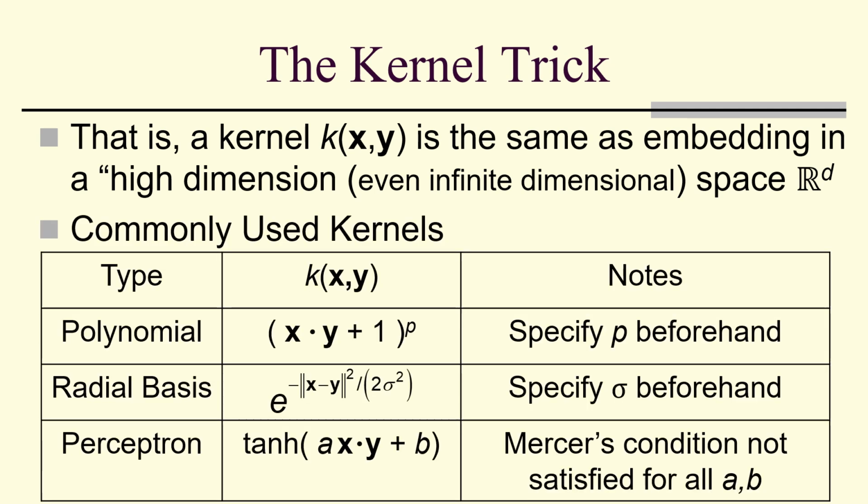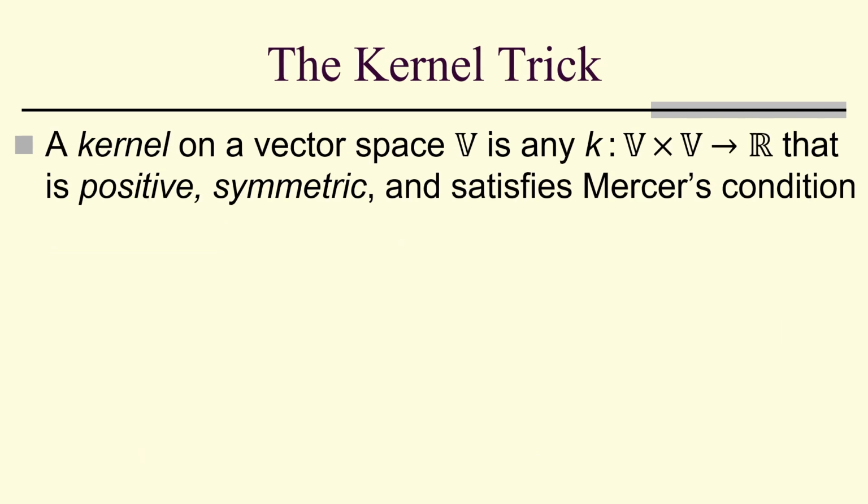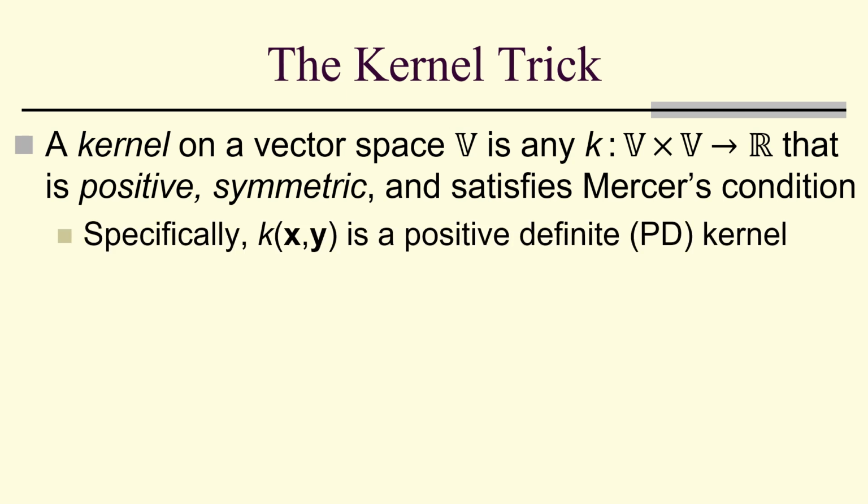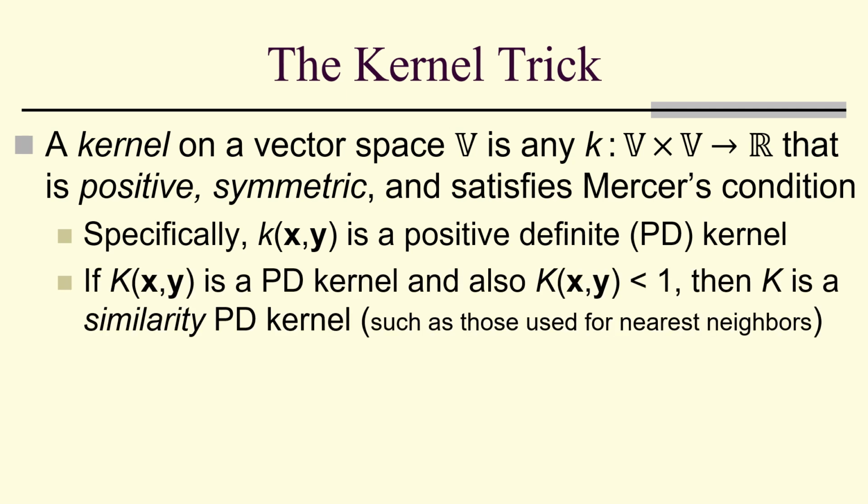Some commonly used kernels: polynomial kernels, radial basis kernel, and the perceptron kernel. And a kernel on a vector space V is any K from V cross V to R that is positive, symmetric, and satisfies Mercer's condition. And we specifically say it's a positive definite kernel. And if it's a positive definite kernel and also strictly less than 1, then it's a similarity positive definite kernel, such as those we use for nearest neighbors, which is why I use the capital K here.